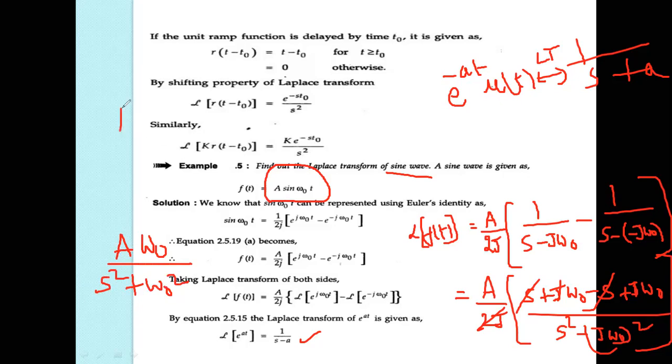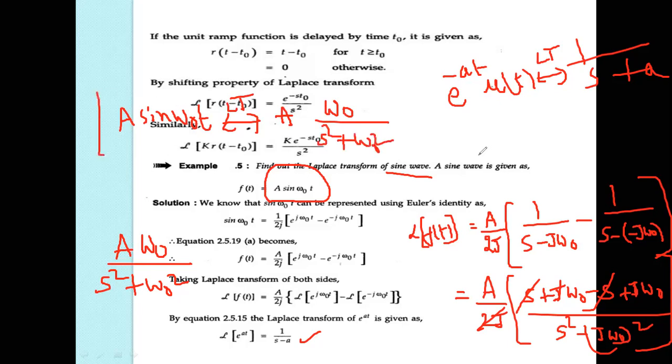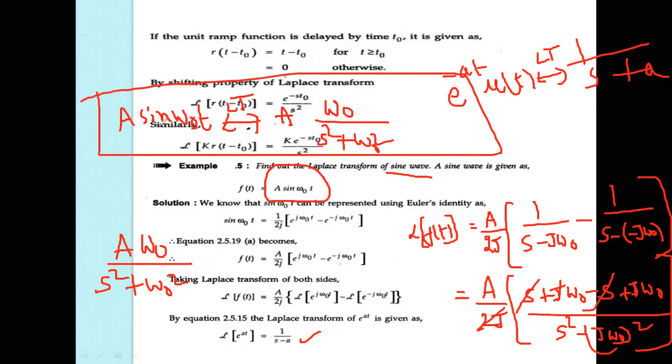So A into sine omega naught t, the Laplace transformation is A into omega naught by s square plus omega naught square. Remember this one. A into sine omega naught t, the Laplace transformation is A into omega naught by s square plus omega naught square. Got it?